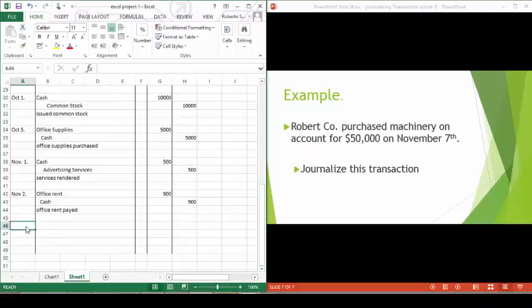In this transaction we are again faced with an asset account. On November 7th, Robert Company purchased machinery on account for $50,000. We know when something is purchased on account, it is money owed that will eventually get paid. This is worded as accounts payable. Since the machinery was acquired by Robert Company, it is now an asset that is to be debited for $50,000. Accounts payable is increasing due to the amount owed by the company increasing, making this liability to be credited for $50,000.